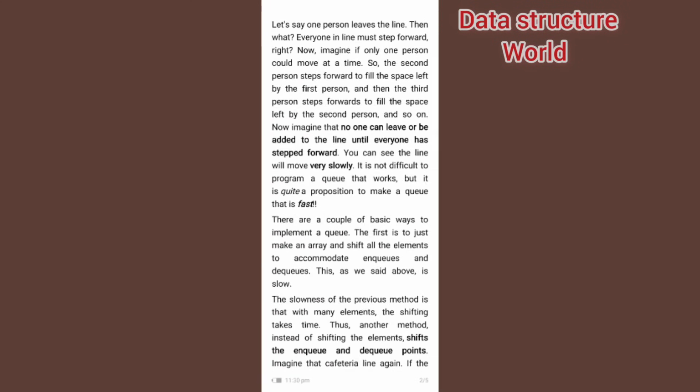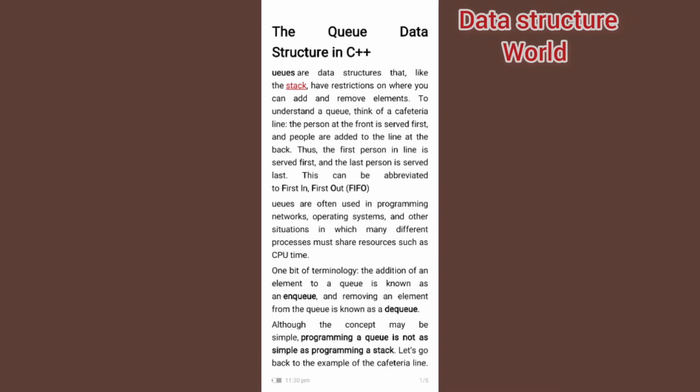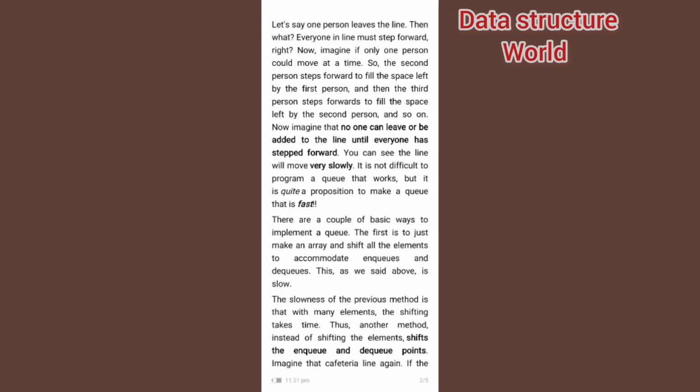So the overall summary of the queue is first in first out. If you imagine the cafeteria line, then you can easily understand it. It's a bit complicated concept compared to the stack, where we use LIFO, last in first out, and in a queue we consider FIFO, first in first out. If a person from the middle leaves the line, this is a bit more complicated.